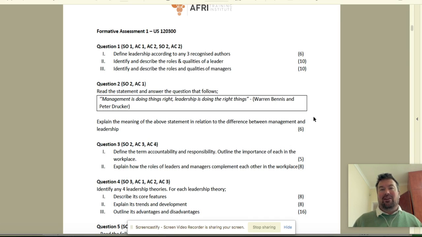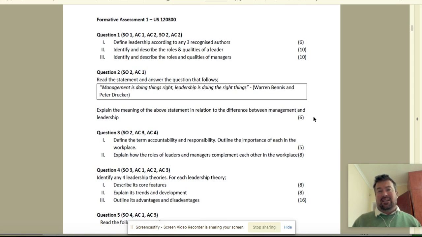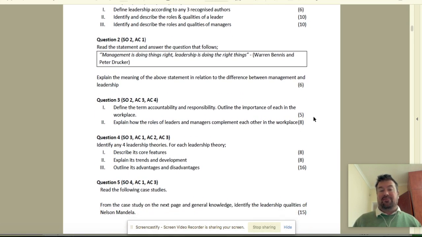Now, tell me what you think about that quote and how the difference between management and leadership is expressed in that specific statement. 6 marks. So try and think of 6 points.